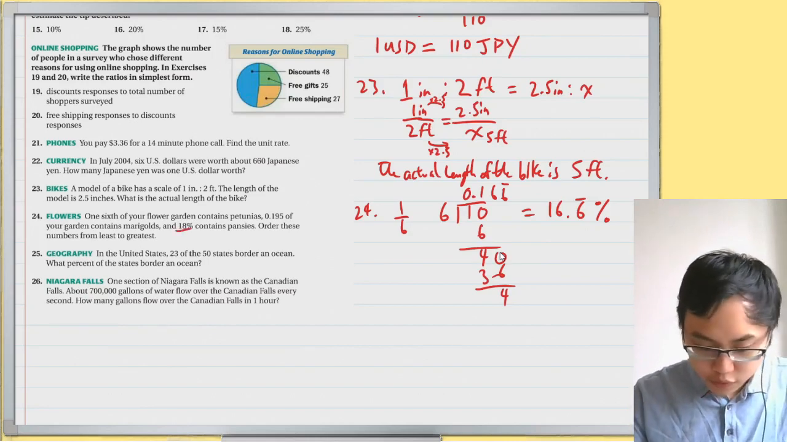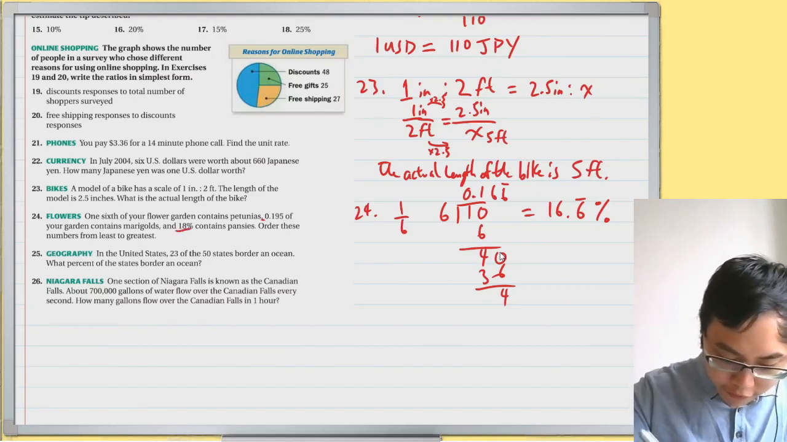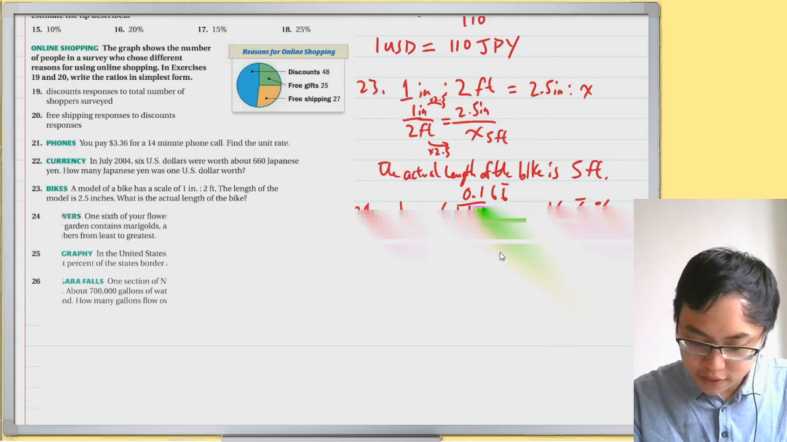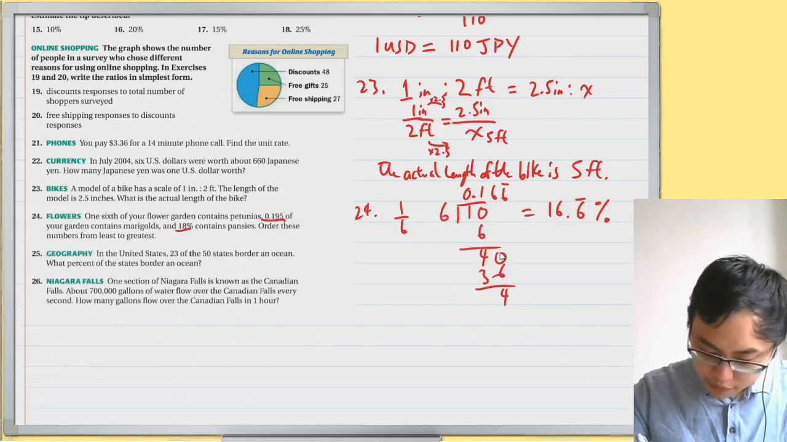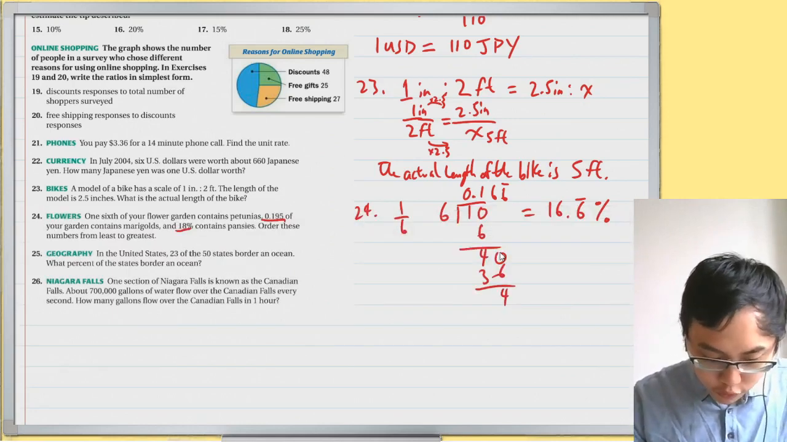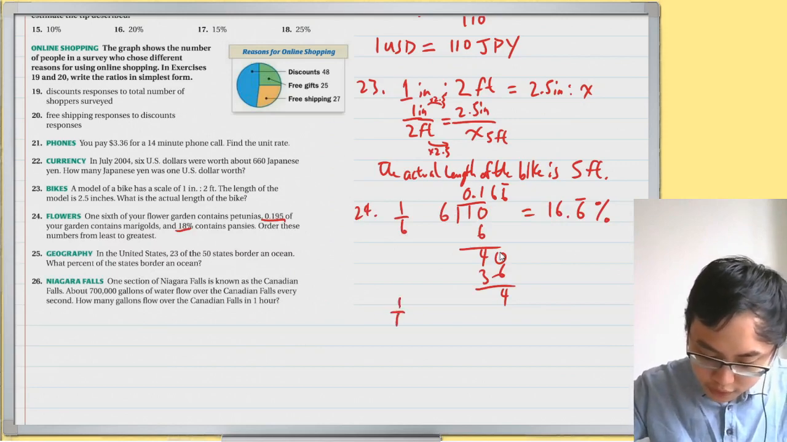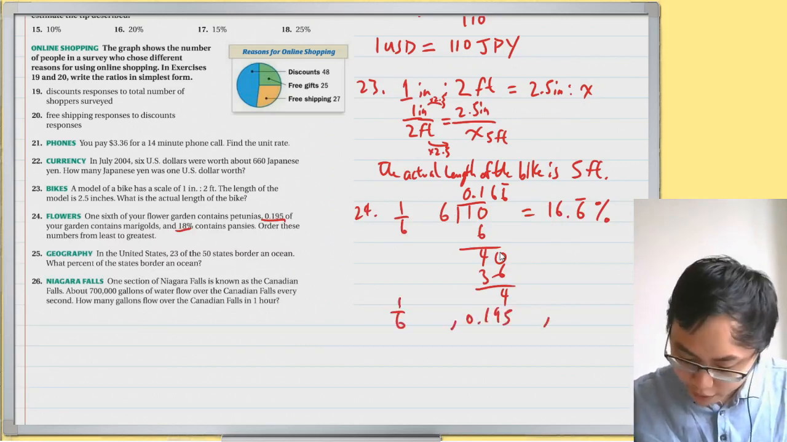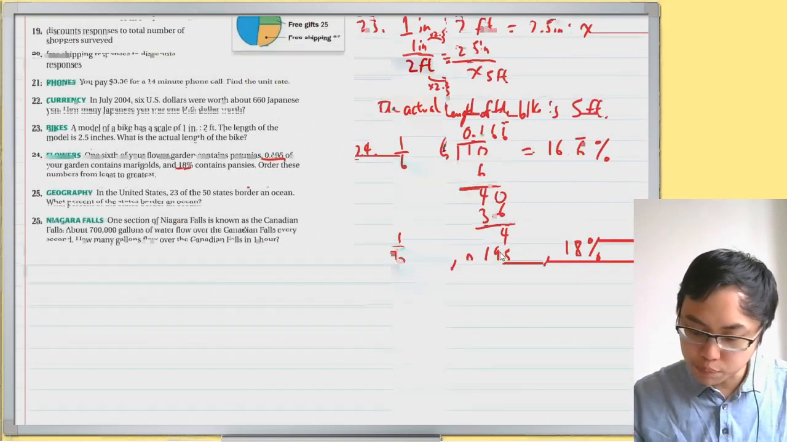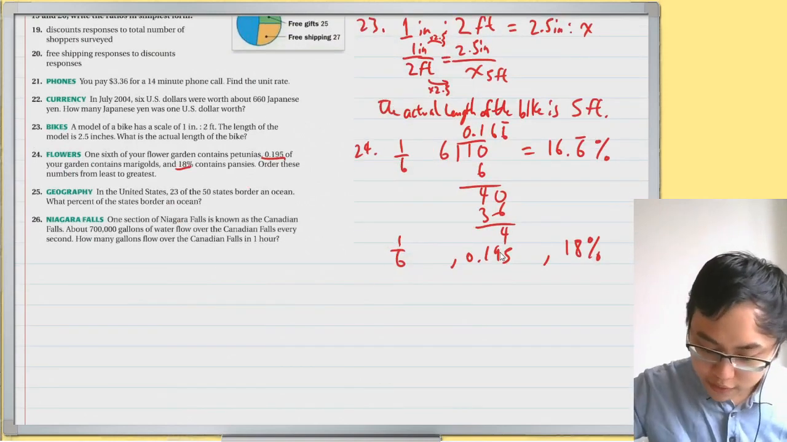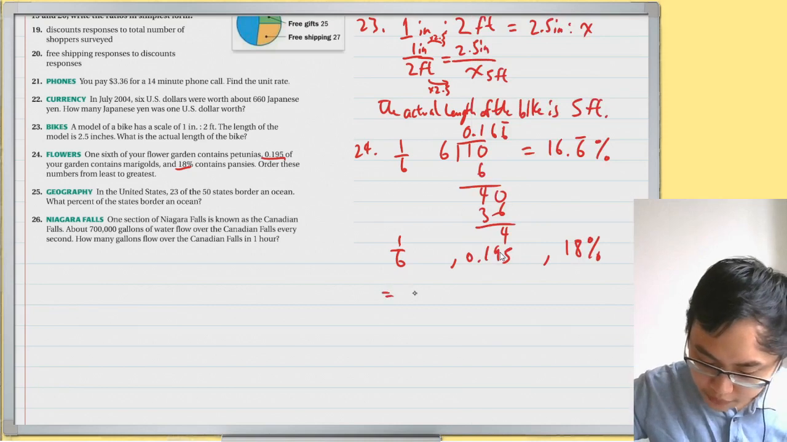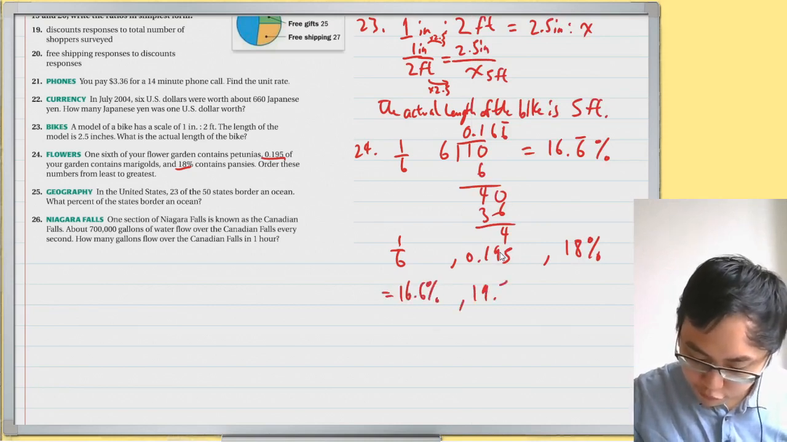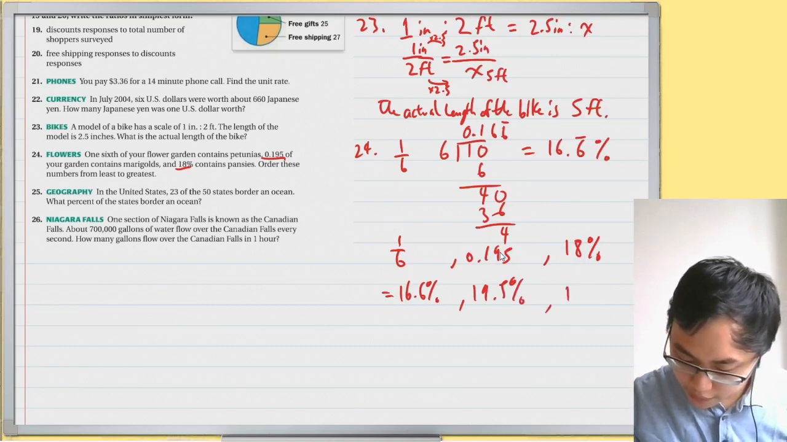Now we want to compare that with the other one, 18%. So we have 18%, and then we have 0.195. Let me just order these first. First we have 1 over 6, we have 0.195, and we have 18%. Now when we put them all as percentages, that's going to be equivalent to 16.6%, 19.5%, and 18%.